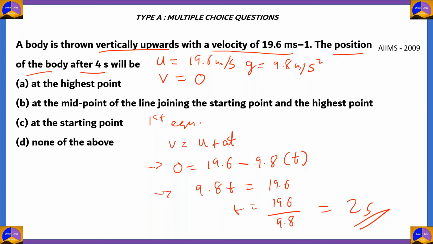So since the body reaches its maximum height after 2 seconds, after another 2 seconds, it reaches the ground. So it's like this, 2 seconds to go up, and then another 2 seconds to go down. So that means a total of 4 seconds. And after 4 seconds, it'll be back on the ground. So it'll be at its starting point. So option C is the right option.